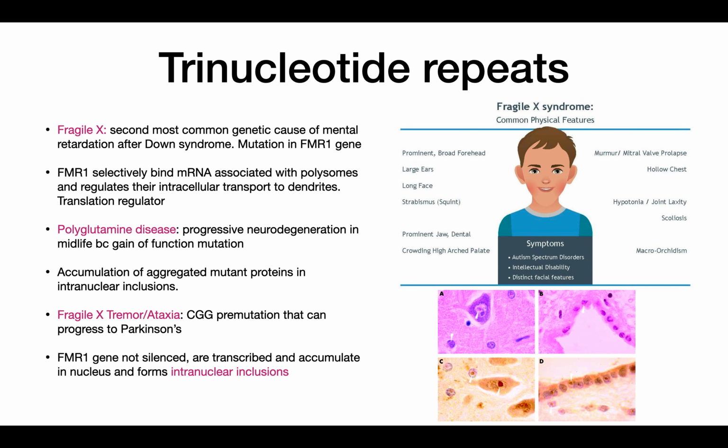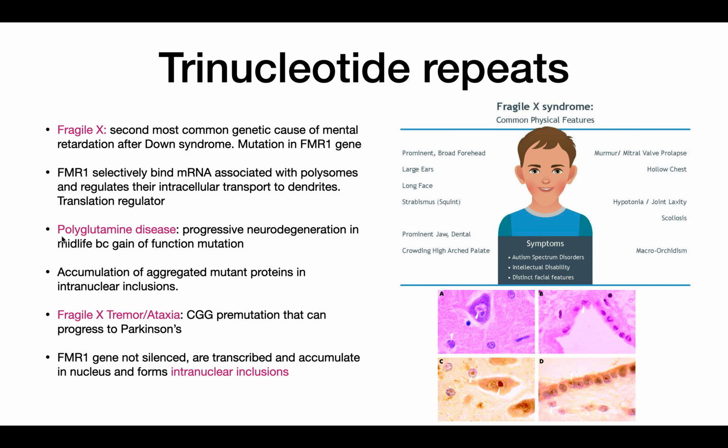Trinucleotide repeats. One thing you have to know about is Fragile X. It's the second most common genetic cause of mental retardation after Down syndrome. It's a mutation in the familial mental retardation gene. Horrible name, I know, but that's the way it is. FMR1 selectively binds mRNA associated with polysomes and regulates the intracellular transport to the dendrites.